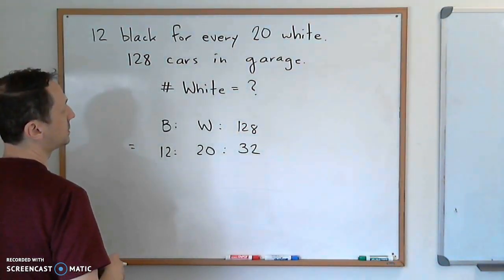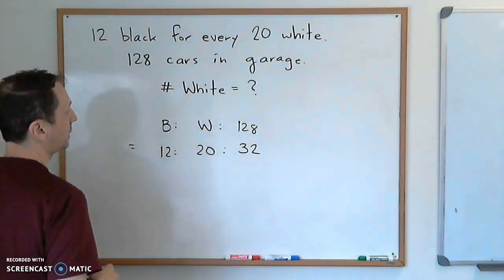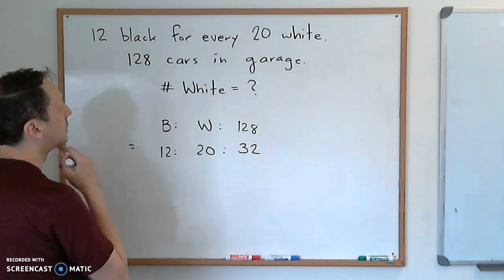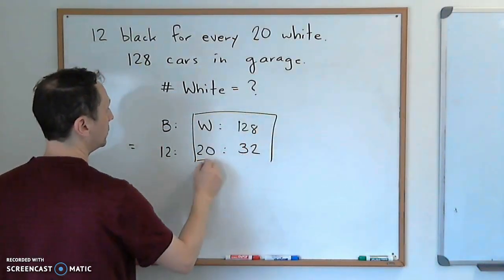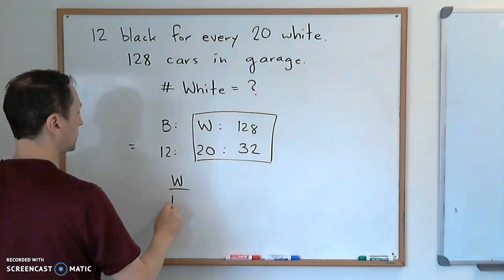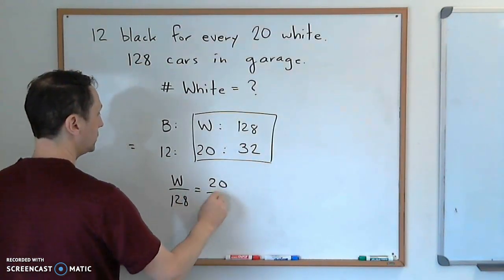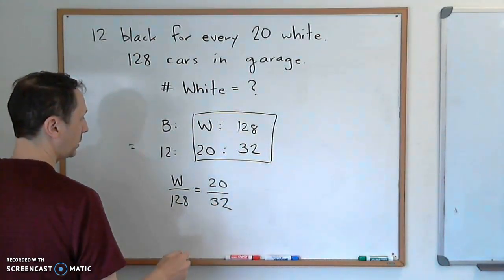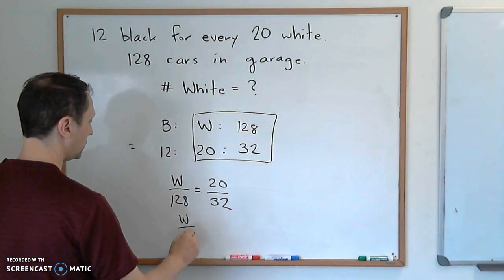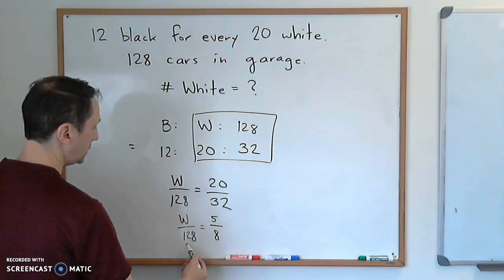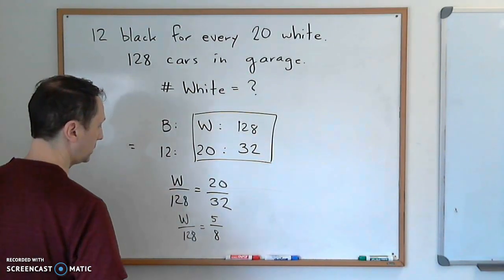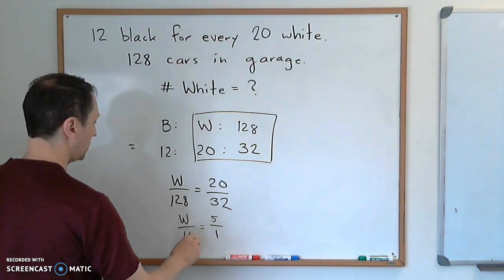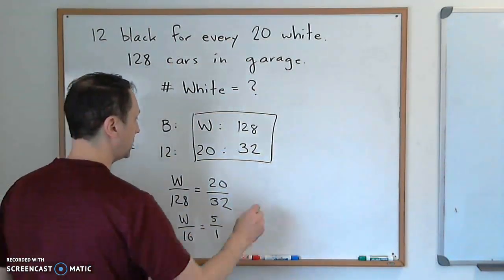So we can turn any 2 of these fractions into a proportion. So basically, in order to solve the number of white cars, maybe we could work with this part of the proportion. W is to 128 as 20 is to 32. I like to reduce fractions. We can divide each of these numbers by 4. And we can divide each of these numbers, I believe, by 8. And then we cross multiply and we get W as 80.